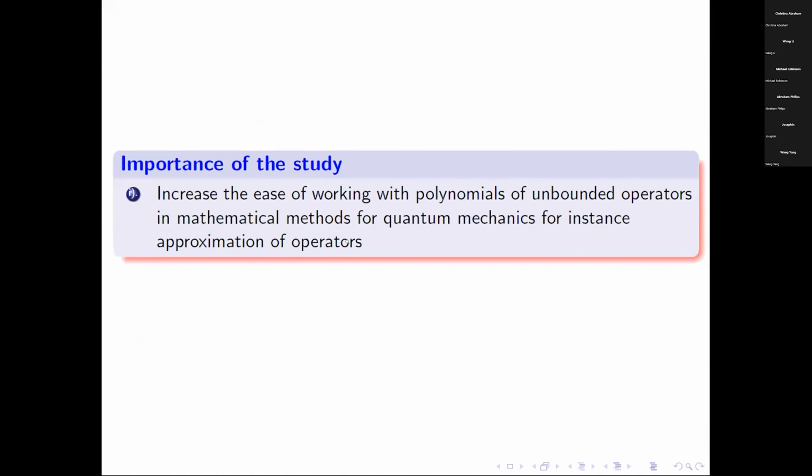The importance of the study, as I've just told you, is that the concept of polynomials of unbounded self-adjoint operators has a lot of application in mathematical methods for quantum mechanics, and therefore it will ease the idea of working with the operators in that space. And of course, we also know polynomials are used in approximations of continuous functions. Therefore, we can also use such operators to estimate continuous functions of operators.